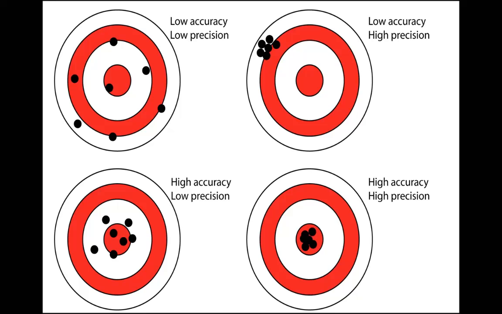When you get to the bottom left, high accuracy, not the best precision, better than on the top left, but they're not all in the same spot. But if you average them all out, they're going to end up coming right into the bullseye. And in the bottom right, you have high accuracy and high precision, where both are close together for all your shots and they're on the actual bullseye. Okay. So that's accuracy and precision.